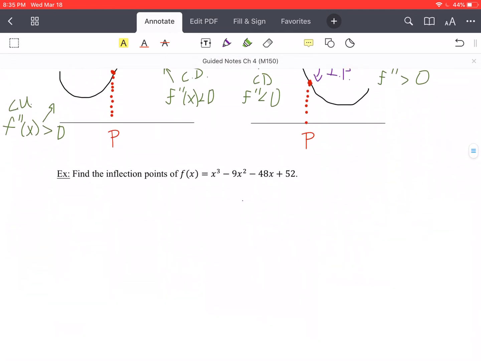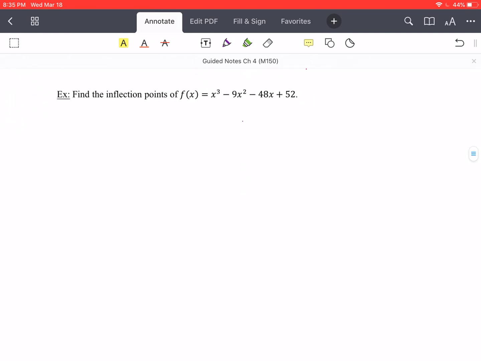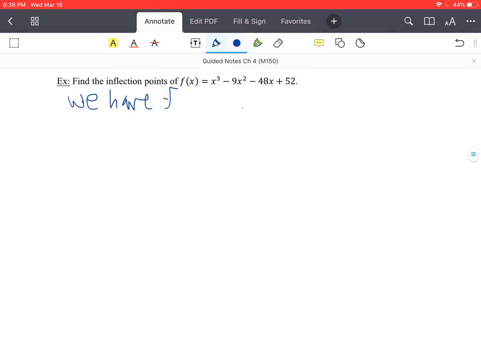So let's go back to our favorite function here, one we've been working with since the last section, and let's determine any inflection points for this function. We have already found the second derivative of this function, so you can go back and refer to the previous times that we did this problem. So we already know f double prime of x is 6x minus 18. Now to find where the inflection points are, I need to find where f double prime, that second derivative, is equal to 0. So we're going to set this equal to 0.